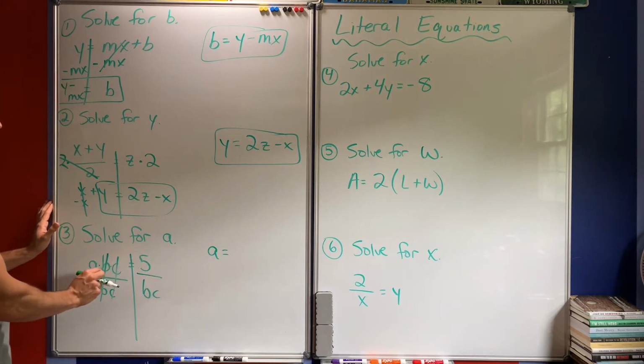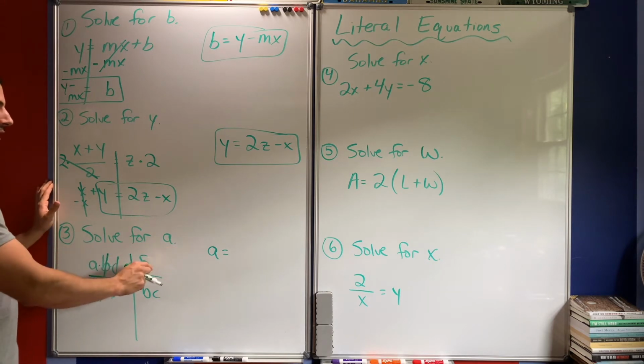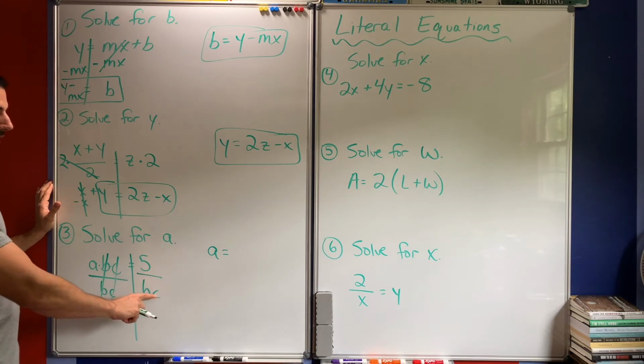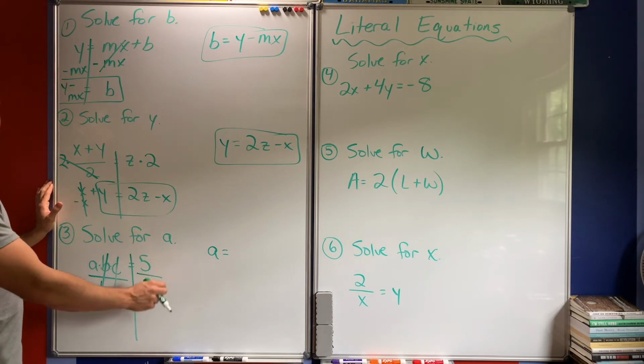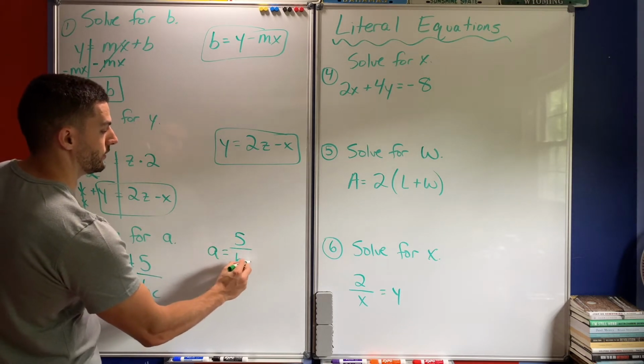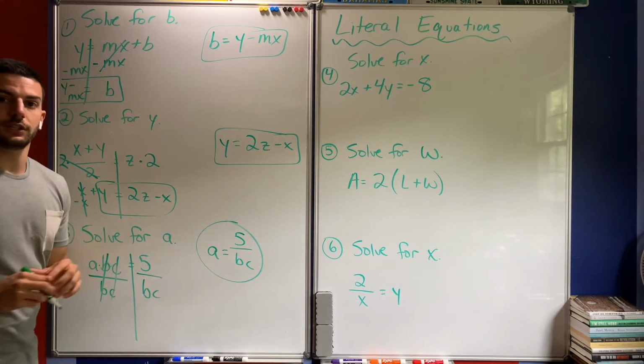And so, right, A is over here. And so on this right side is 5 divided by BC. And again, that's a number divided by two unknown values. So that is 5 divided by BC. That's as simply as I can write it.